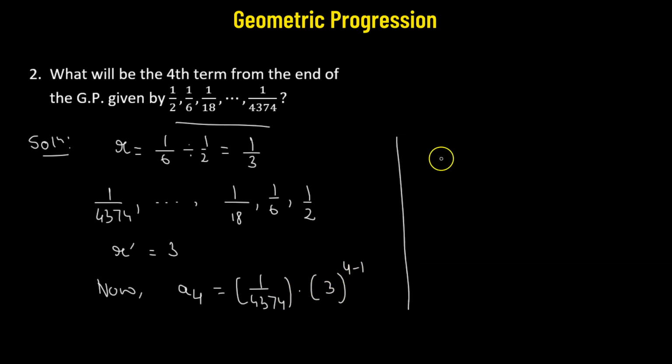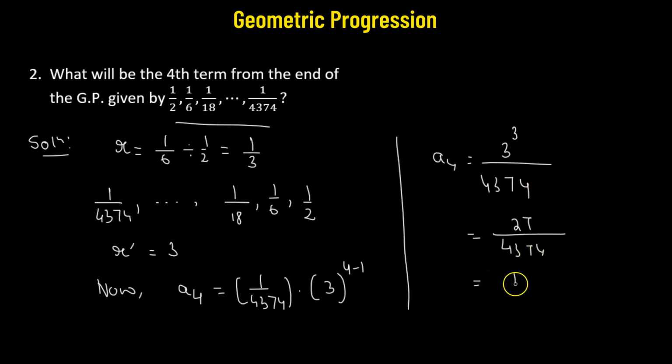Let's further simplify. So we'll have a4 equals 3 raised to the power of 4 minus 1, divided by 4374. The 3 raised to the power of 3, that's 27. 27 divided by 4374. And simplifying this, we are going to get 1 over 162. So this is going to be the fourth term from the end of the geometric progression, which is given by 1/2, 1/6, 1 over 18, up to the last term, which is 1 over 4374.